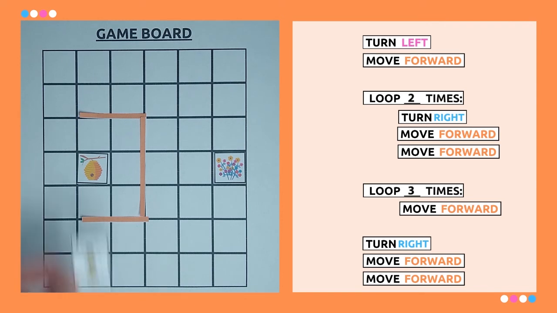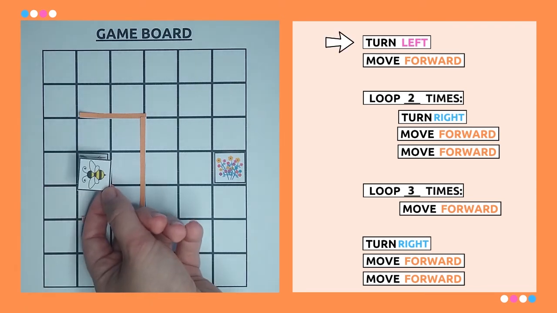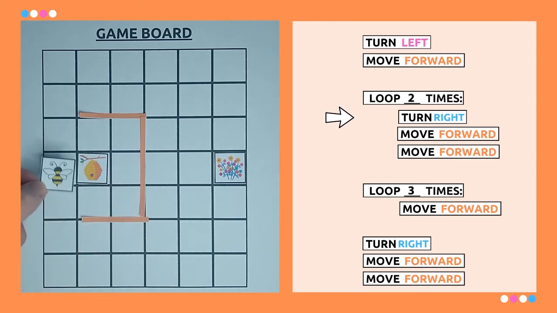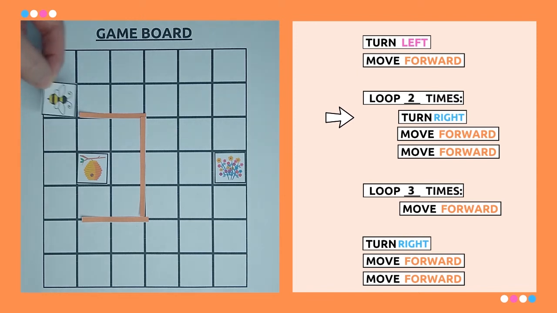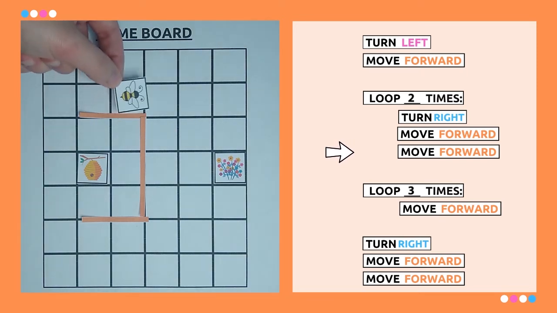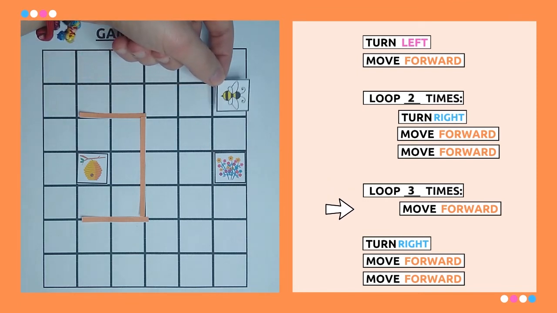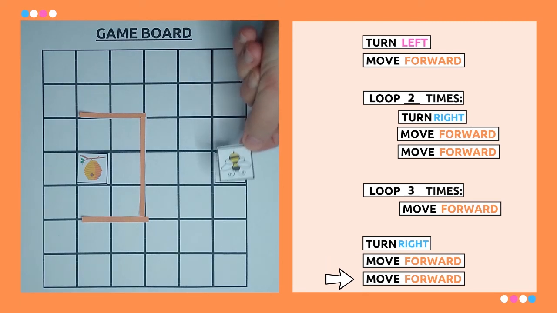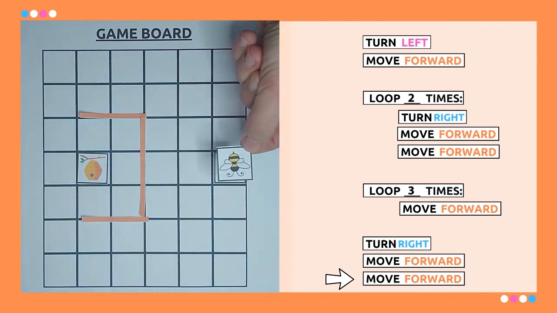Let's follow the code again to make sure it still leads us to the flowers. So I'm going to turn left, move forward. The following loop I need to do twice. So I turn right, go forward, and do it again. Turn right, go forward. I go forward 3 more times. I turn right, and I go forward 2 more times. Yep, we still ended up on the flower, so our code is written correctly.